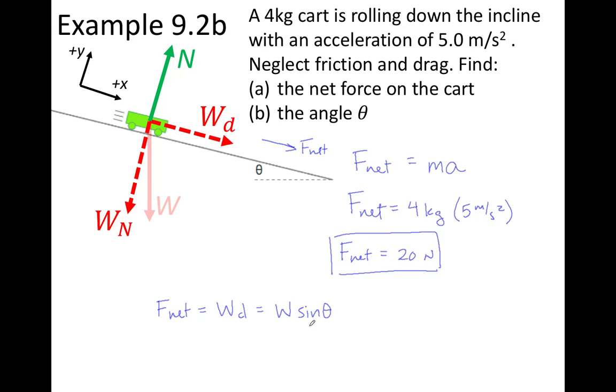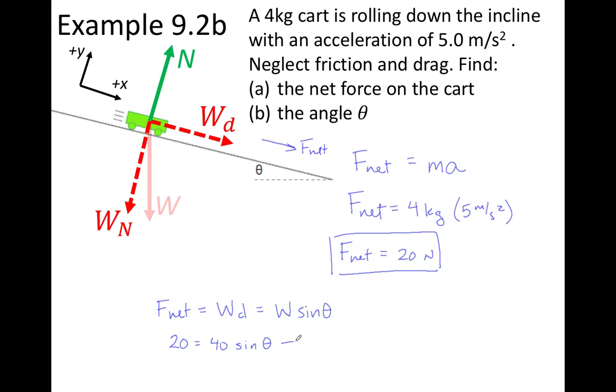Well, if I know the net force and I know the weight, then the only thing that I'm missing in this equation is theta. So plugging in values, the net force is 20. The weight is going to be 4 times g. g is 10, so 4 times 10 is 40.